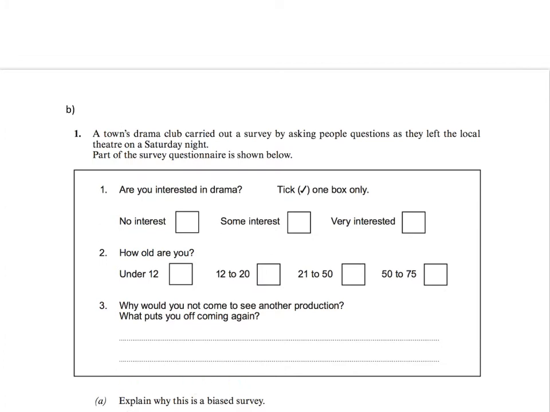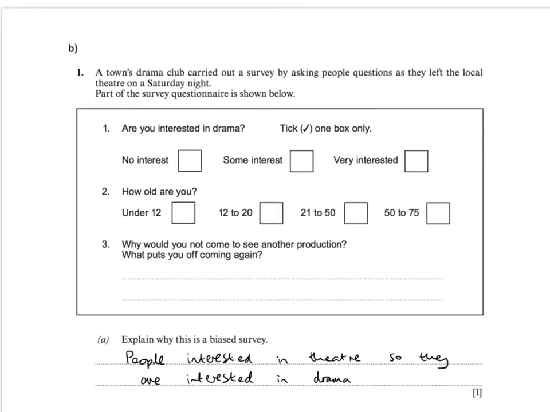Well, it's biased, not because of the ages or big gaps between the ages or anything like that. It's biased because they are a drama club going outside a theatre. So they're likely to get a certain amount of people who are going to say, yeah, drama's great. If you went down to a boxing club or something like that, you'd probably get a very different answer. It's biased because they've gone to somewhere that they're likely to have people who like what they do. Okay? Nothing to do with ages or anything like that.